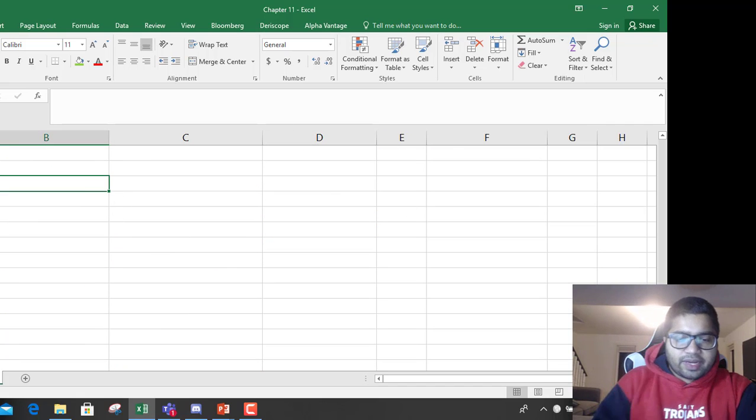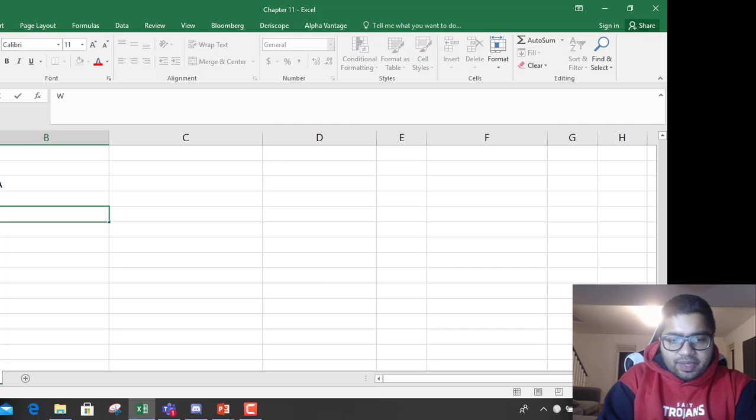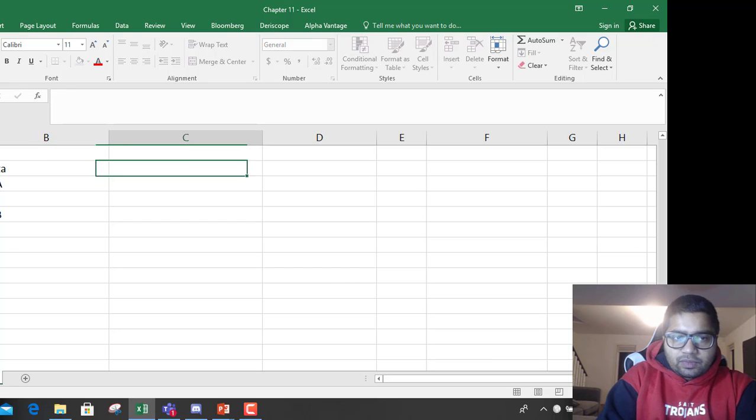So how to find out weights? Weight of asset A and weight of asset B. For that we need total investments. So how much total are you putting?